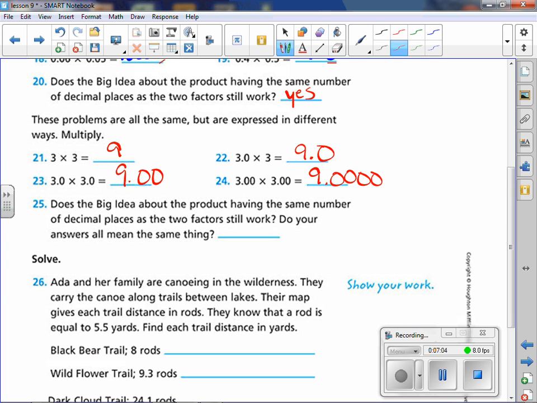So does the big idea of the product having the same number of decimal places as the two factors still work? Yes. Do your answers all mean the same thing? Absolutely yes. Okay, so yes and yes.